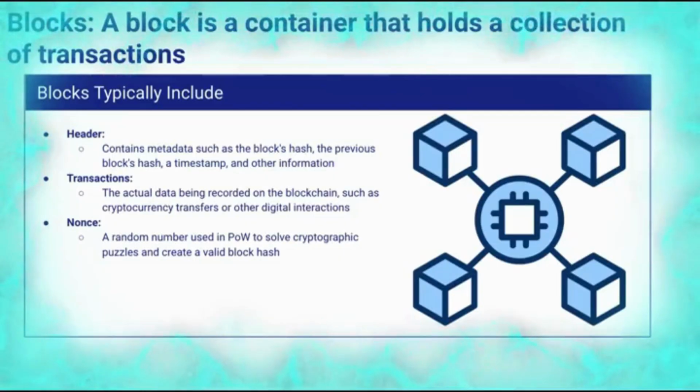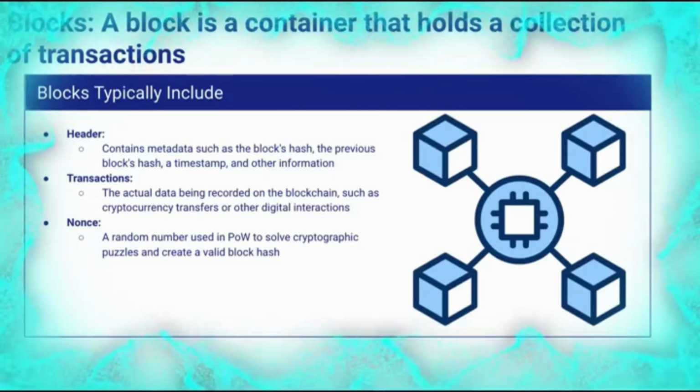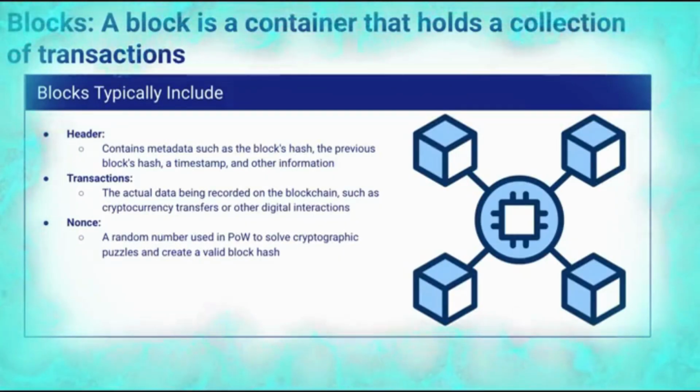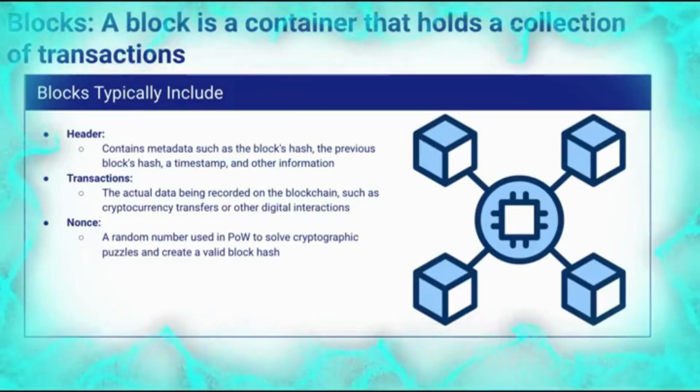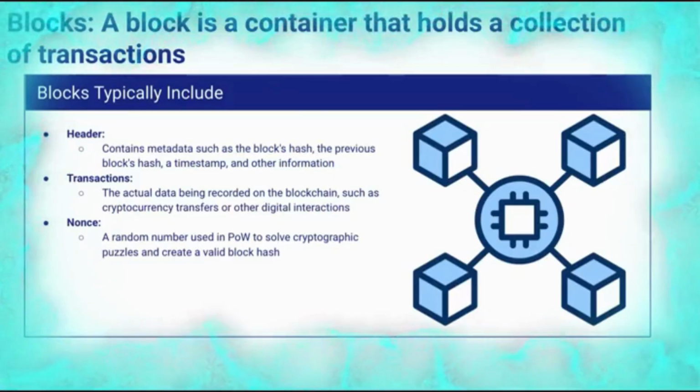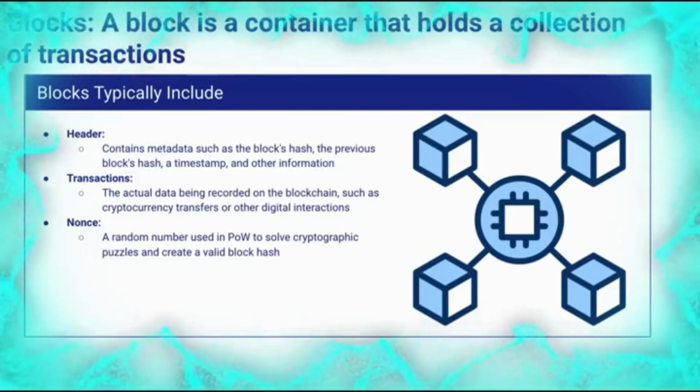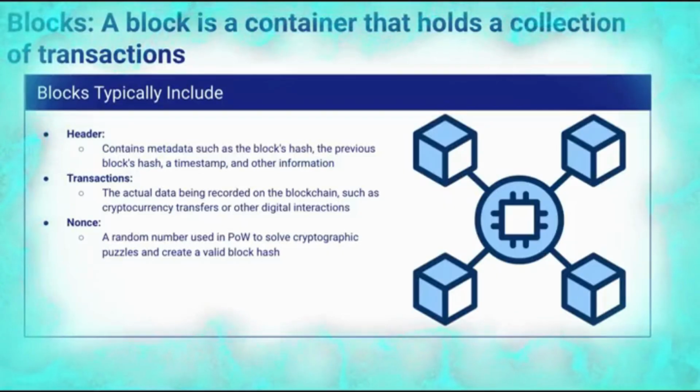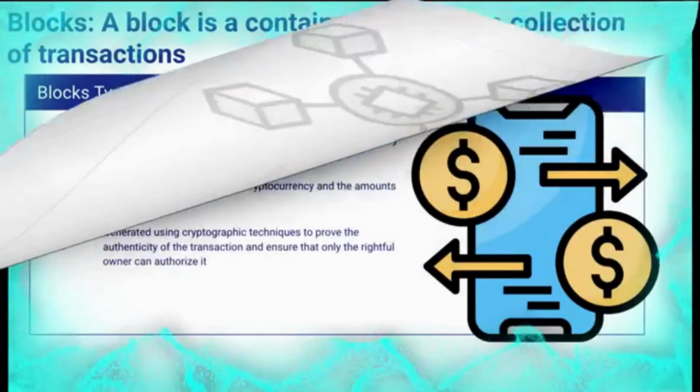This linking of blocks through hashing creates a chain in blockchain. Blocks typically include a header, which contains the metadata such as the block's hash, the previous block's hash, a timestamp, and other information. Transactions, the actual data being recorded on the blockchain, such as cryptocurrency transfers or other digital interactions. Nonce, a random number used in PoW to solve cryptographic puzzles and create a valid block hash.